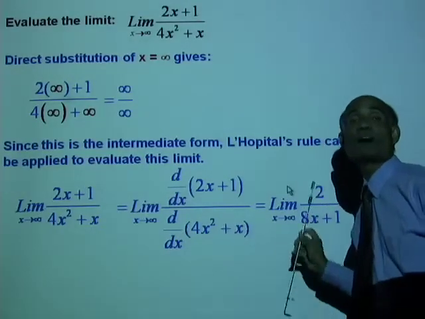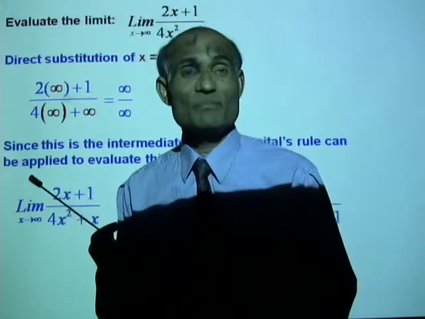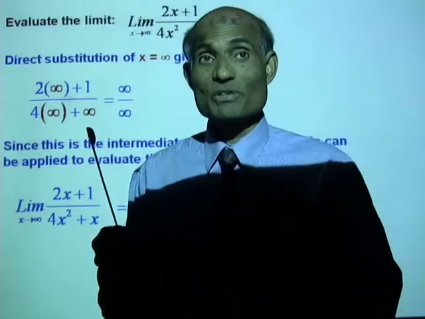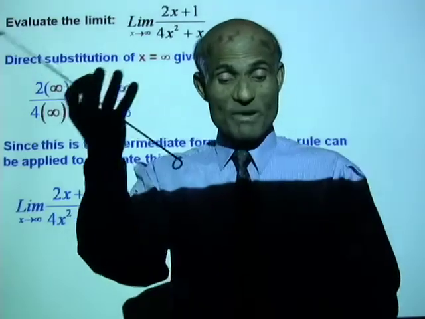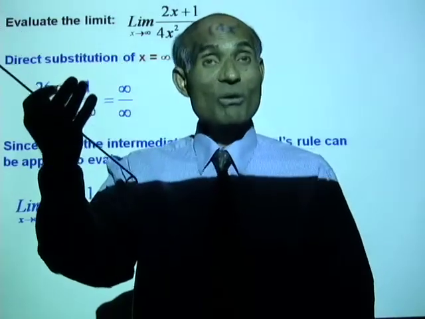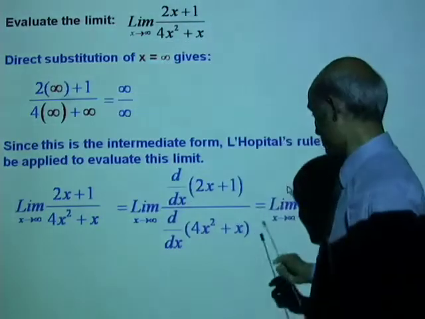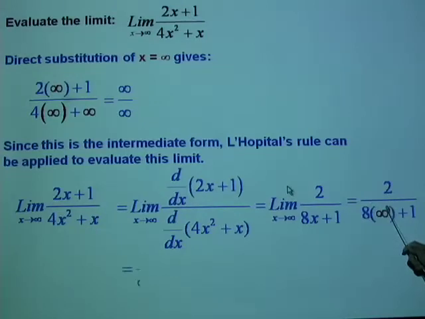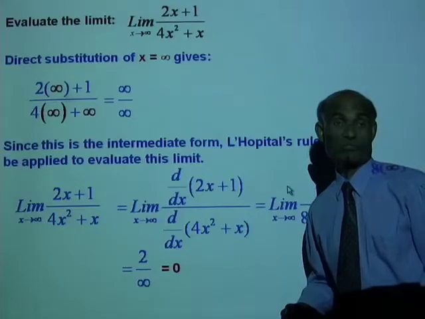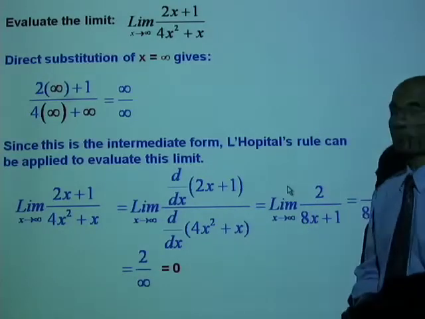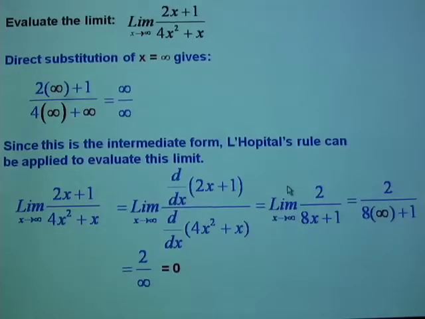What is 2 divided by infinity? What do you get if you divide a number by infinity? These are important concepts that you cannot do without. When the denominator becomes infinity, the value of that number is 0. Any number divided by infinity is 0. So the value of this limit is 2 over infinity, that is 0.